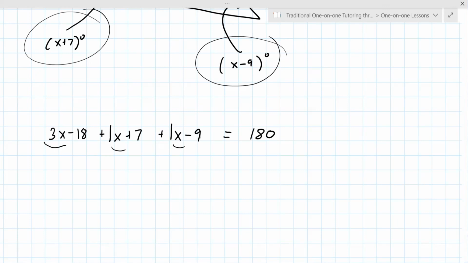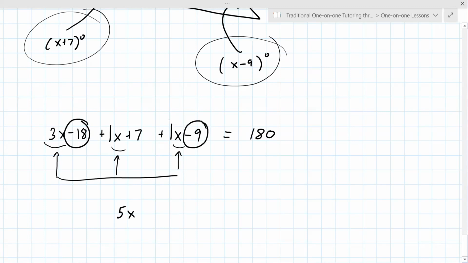You're doing really well. Just give me 6 more minutes and we'll be done with our lesson for today. Okay. So, what I need to do is, I'm asking you to tell me, what do these 3 things add up to? 3x, 1x, and 1x. That adds up to 5x. And then you have minus 18 minus 9. What does that add up to?